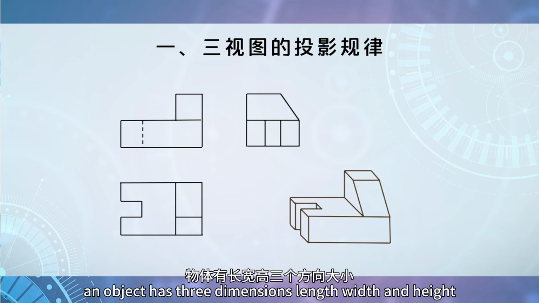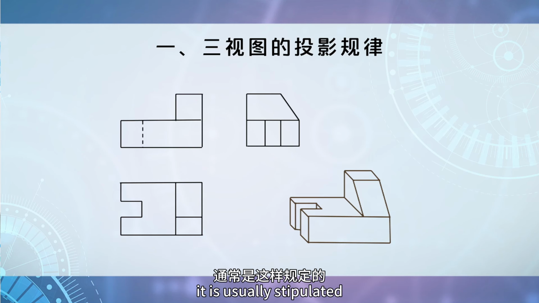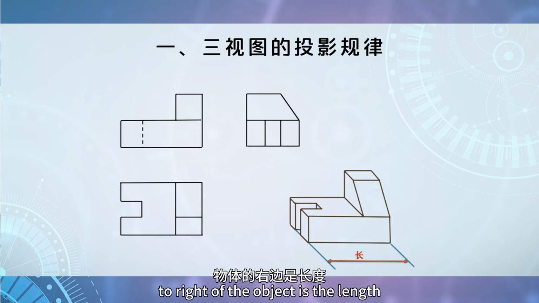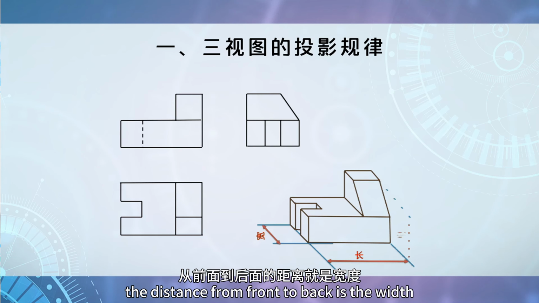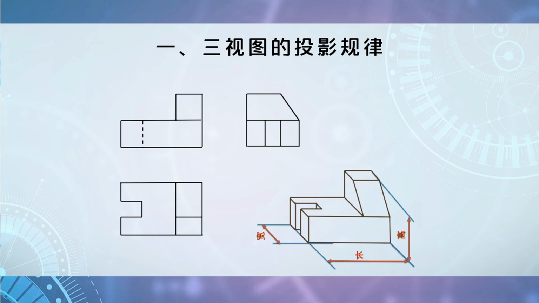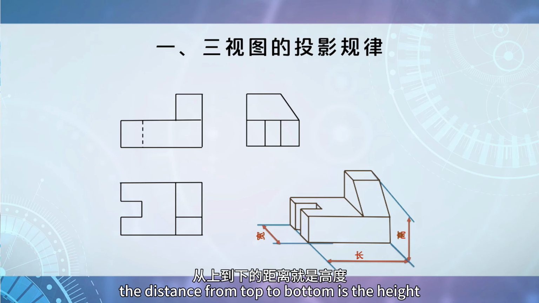An object has three dimensions: length, width, and height. It is usually stipulated that the distance from left to right of the object is the length. The distance from front to back is the width. The distance from top to bottom is the height.